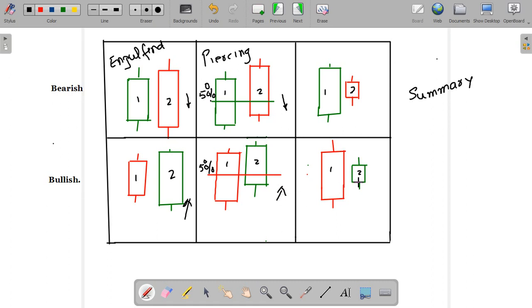Now this is a harami pattern. This is candle number 1, candle number 2, this is harami. I am going to tell you a very vital difference also, so be with me for a moment. Now in the harami pattern, the body is very small. Mark my word, very small body.